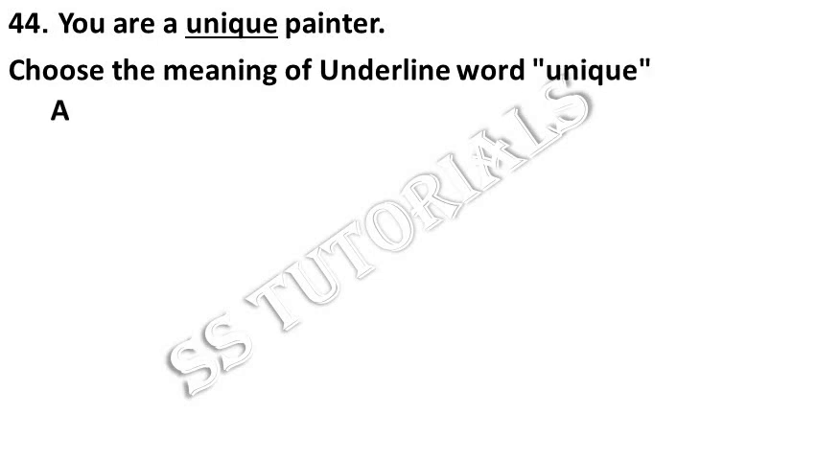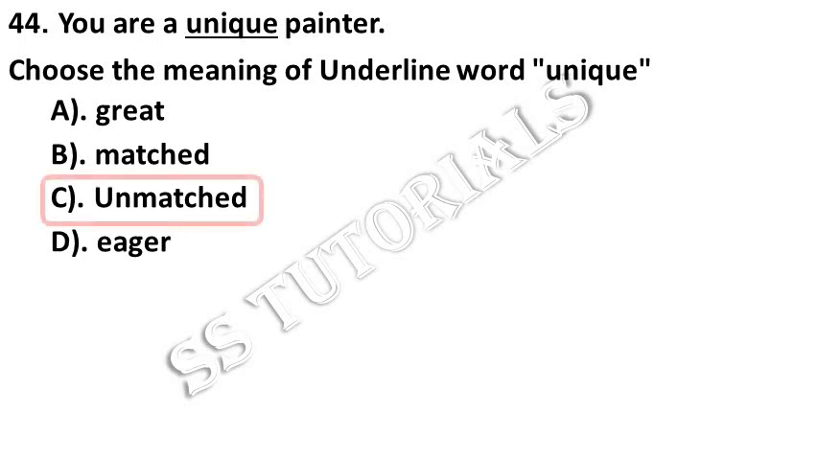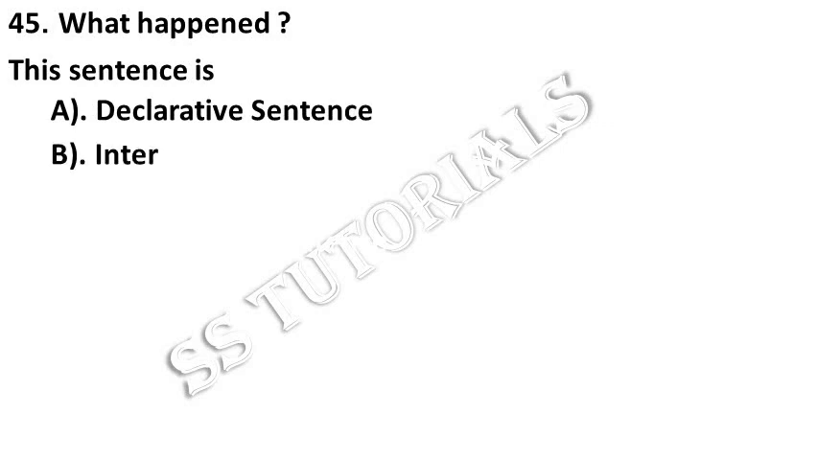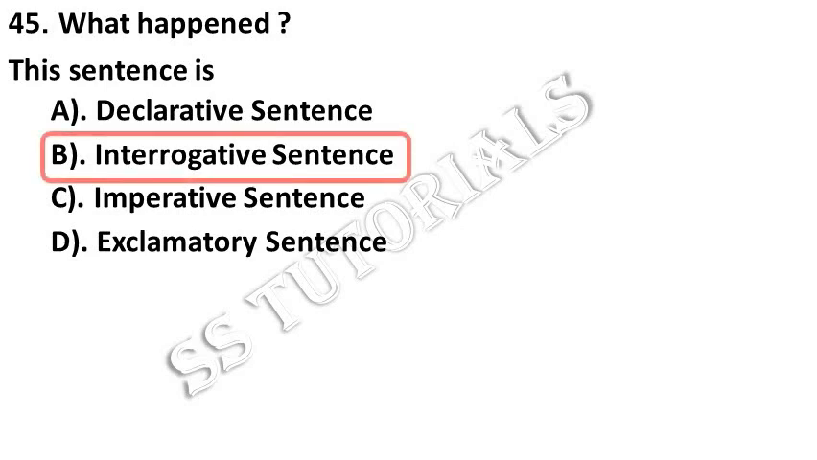You are a unique painter. Choose the meaning of the underlined word unique. Answer: unmatched. What happened? This sentence is dash. Answer: interrogative sentence.